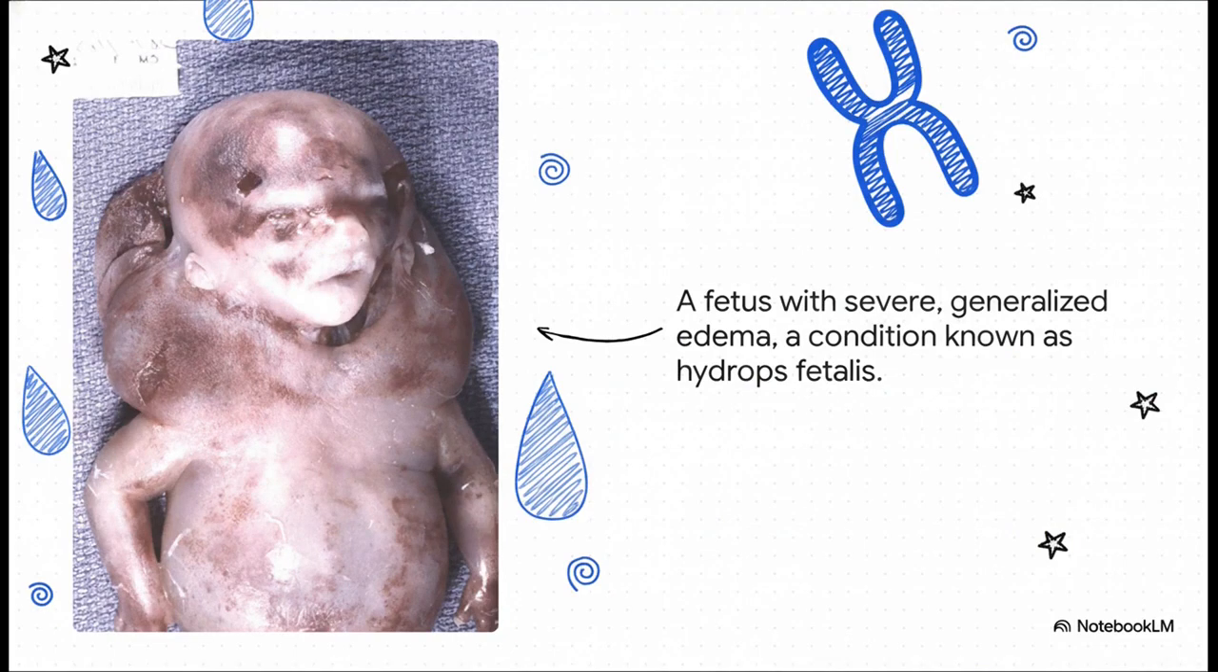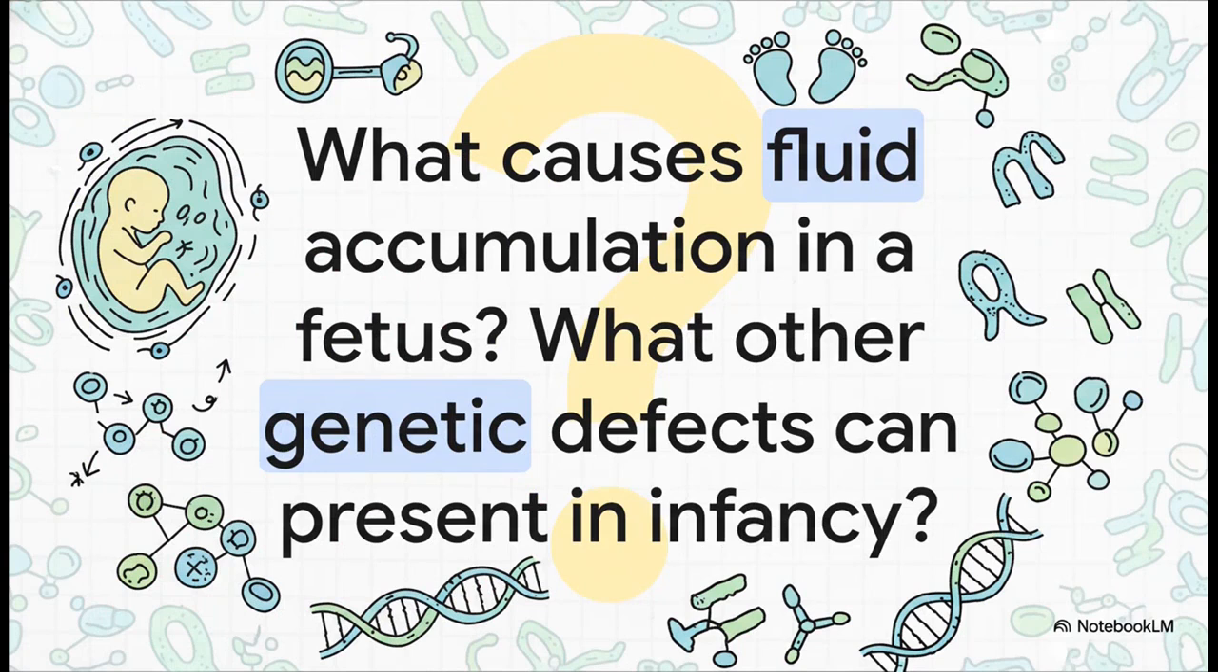Look at this. I know, it's a very difficult image to see, but we have to understand it. This, my friends, is hydrops fetalis. You can just see the severe generalized swelling, the edema, all that fluid that is built up all over the baby's body. This is the harsh reality of what happens when development goes terribly wrong. So the big question is, what is happening here?